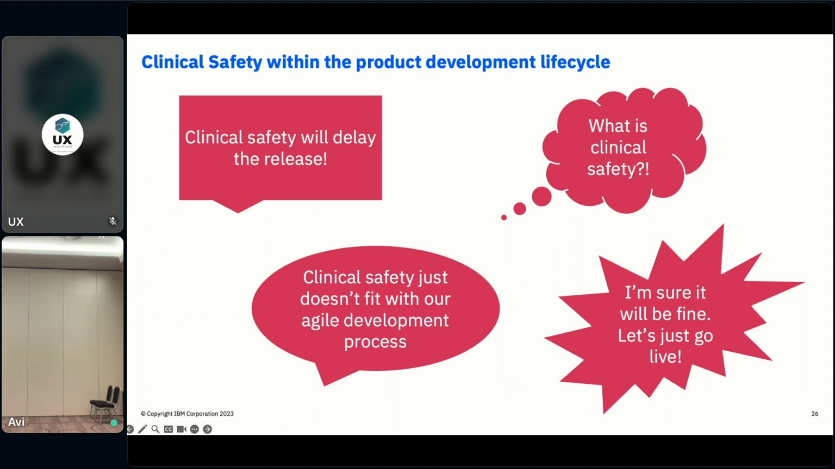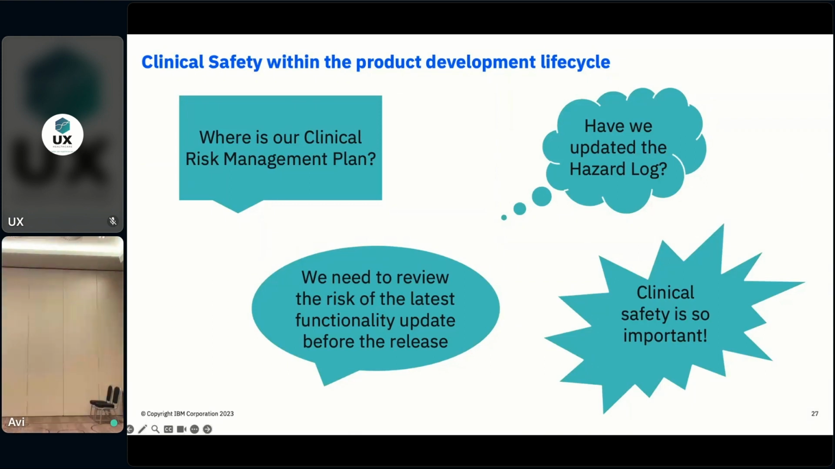What's going to happen? And so what we're trying to do is change the culture. It's all about education and enablement, to move away from these types of statements that I offer here: sure, it'll be fine, it's clinical safety, it's just going to delay your release, it doesn't really fit with our process. Instead, we ask: where's our clinical risk management plan? Have we updated the hazard log? We need to review the risk of the latest functionality before release, and it really is so important.